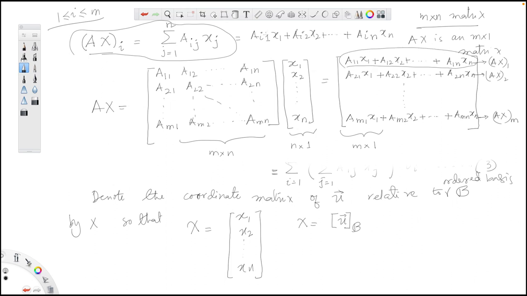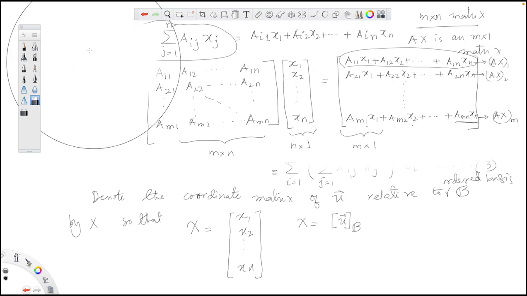This is the first one: A11x1, A12x2, and A1n xn. When we take the second row, it's going to be A21x1, A22x2, and then all the way up to A2n xn. When we take i to be m, the mth row of this column vector is going to be Am1x1 plus Am2x2 all the way up to Amn xn.